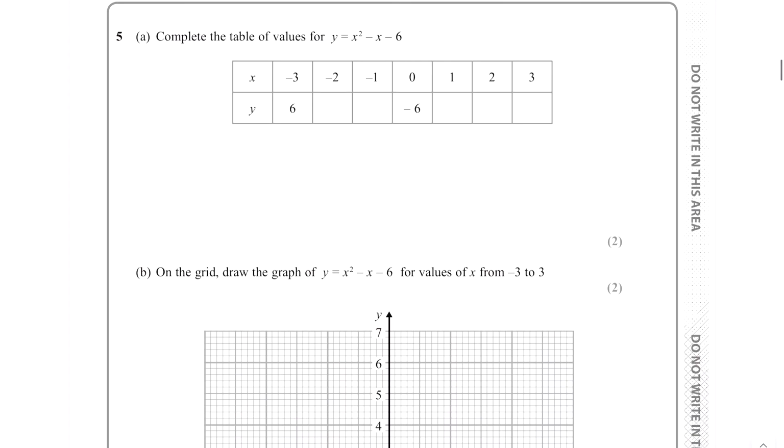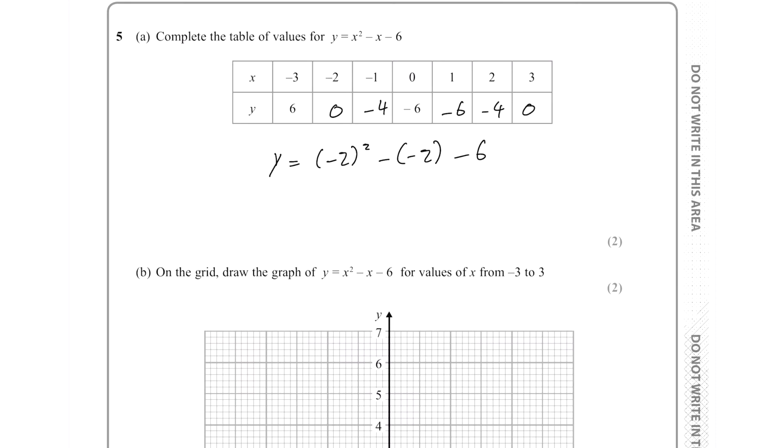Question 5. Complete the table of values for y is equal to x squared minus x minus 6. Now with this one, you just want to be careful when you type this in your calculator. Make sure you use brackets for negative numbers. So for example, with -2 in your calculator, you would type it as something like this. This is where people lose marks because of not typing the brackets in. So that then gives you 0 for that one, -4 there, -6 there, -4 there, and a 0 there.